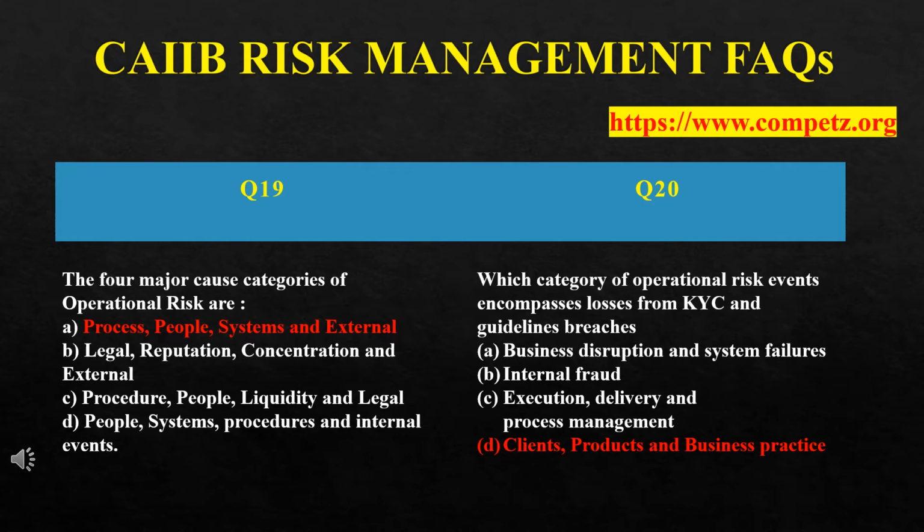The answer will be the last option, that is clients, products and business practice. So see here, why will the answer be the last? Because breach itself means breach of confidentiality. Okay friends, breach of confidentiality of KYC information falls under clients, products and business practice of operational risk events. That's why the answer will be the last option.